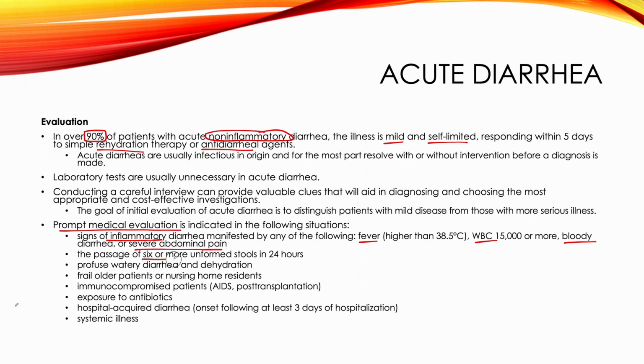If they have 6 or more unformed stools in 24 hours, so they're losing a significant amount of fluid, you should consider more of a workup. If they have profuse watery diarrhea or dehydration, work them up. Frail, older patients, nursing home residents, immunocompromised patients, any recent exposure to antibiotics, or hospital-acquired diarrhea, because these tend to have some different types of bugs present, and C. diff. And then anyone with systemic illness, someone that looks toxic, doesn't look well, you should definitely look into it more.